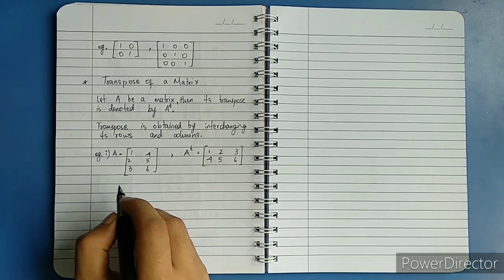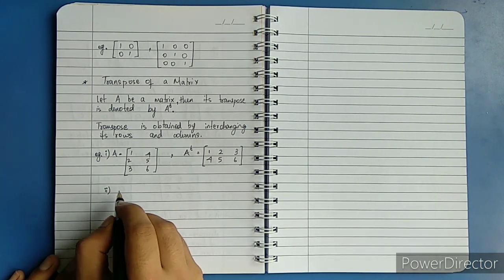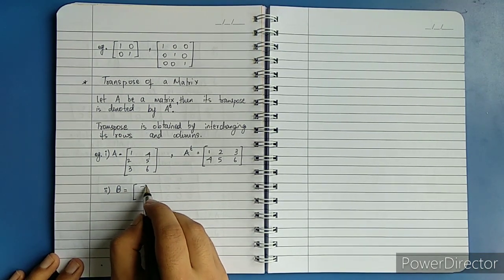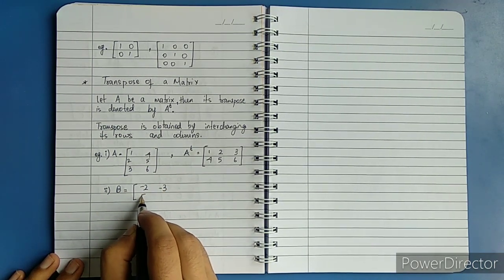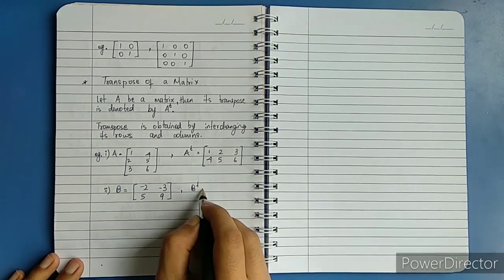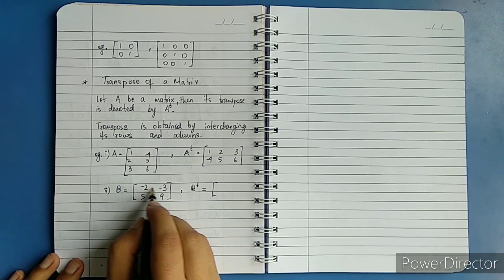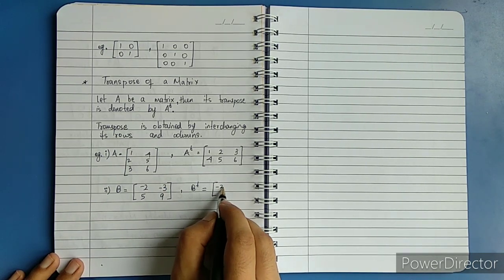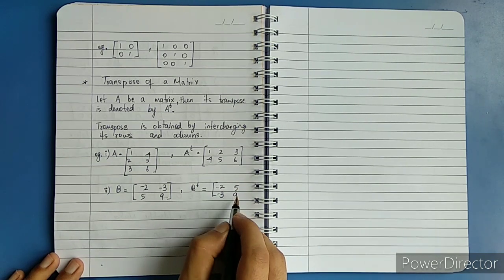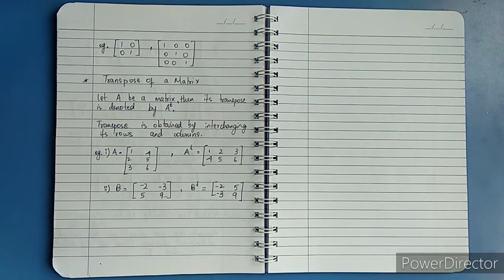Another example, say a matrix B is equal to -2, -3, 5 and 9. So B transpose will be equal to, the first row will become the first column and the second row will become the second column. So this is the transpose of B.